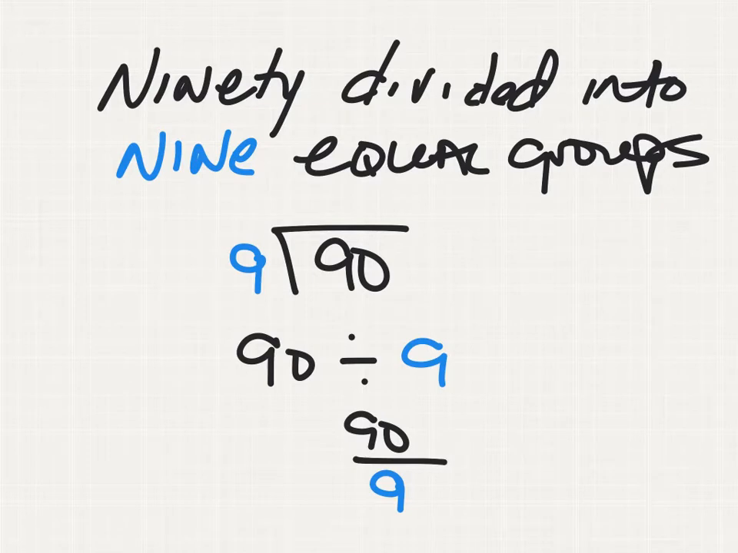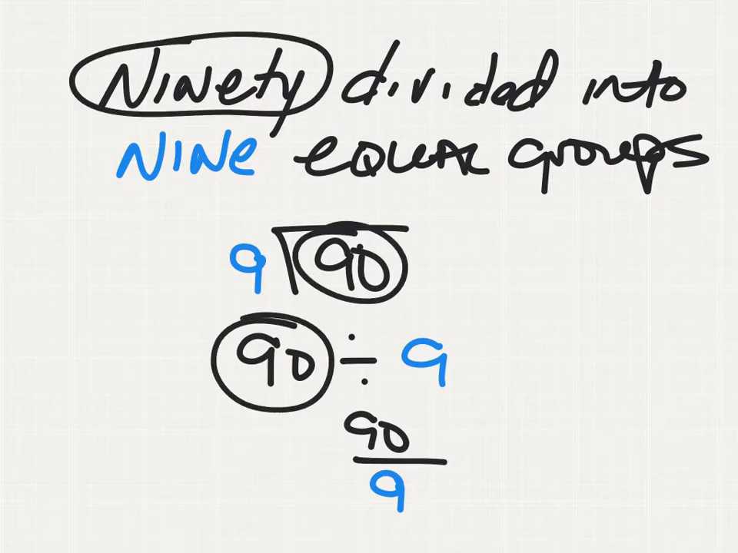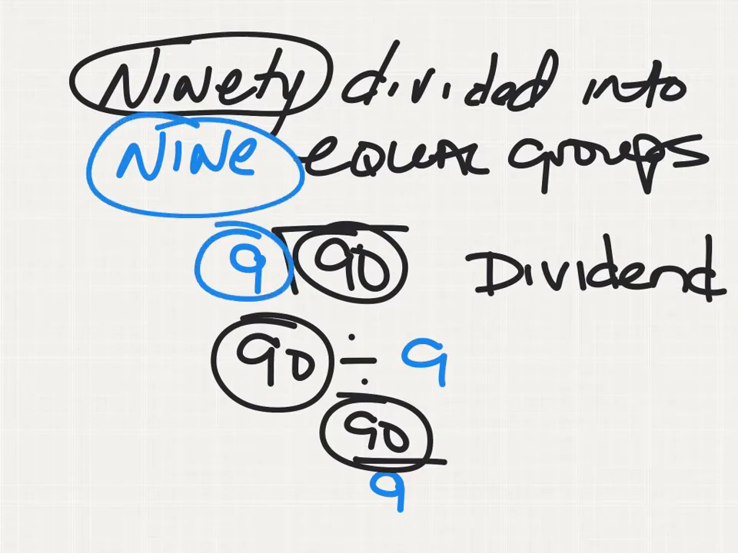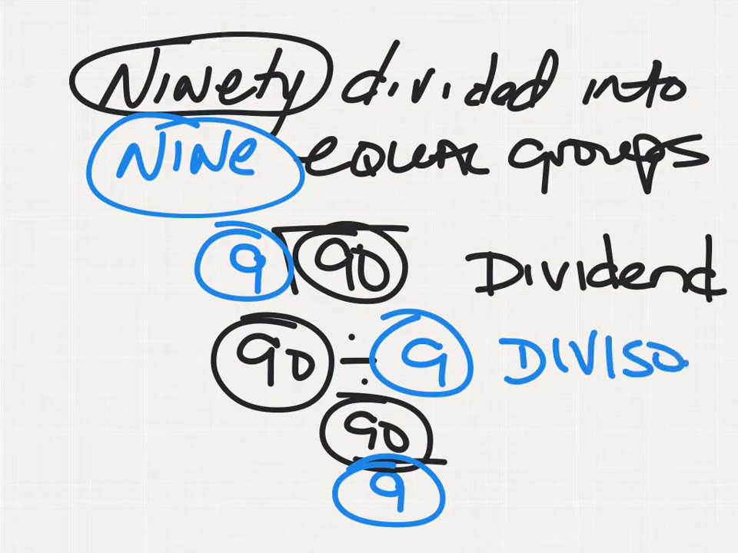In each case, we understand that 90 is our dividend, the number being divided, and that 9 is our divisor, the number doing the dividing, and that the solution to our division problem is known as the quotient.